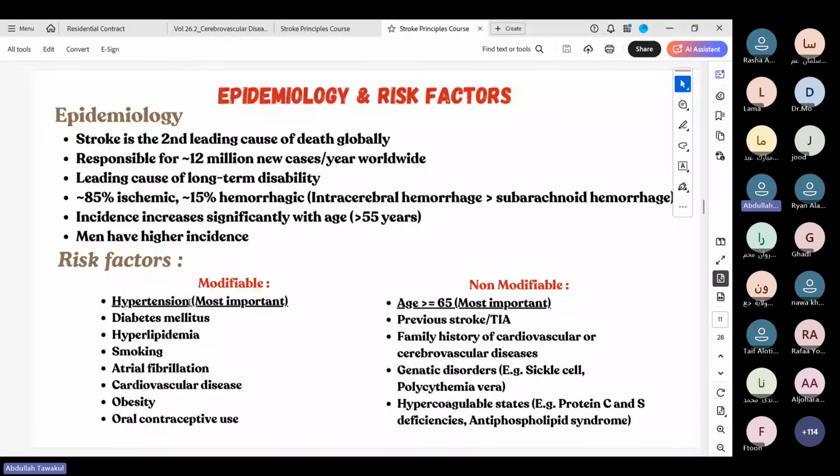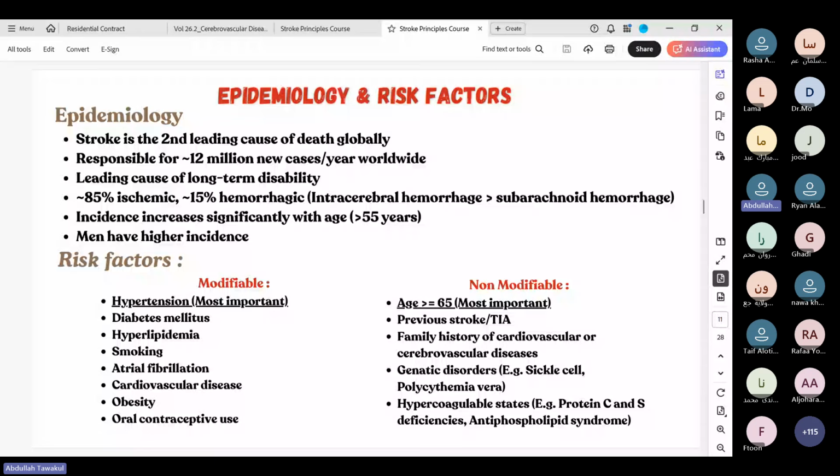What's the second most common cause for developing strokes after hypertension? What do you guys think? Let's see. Someone says diabetes, someone says AFib. Okay, just to cut it short, I don't want to waste your time. The second most common cause or risk factor for developing strokes is smoking.